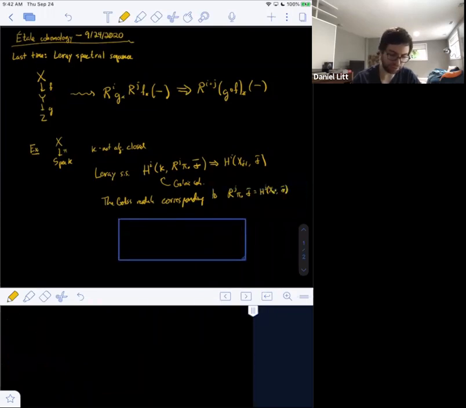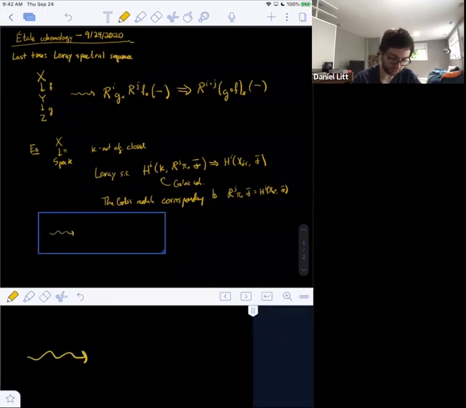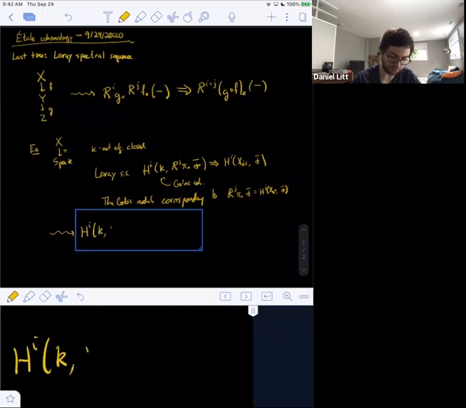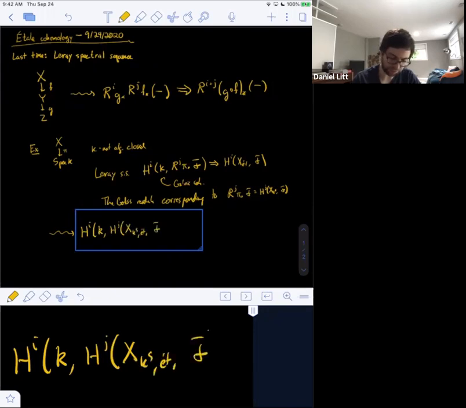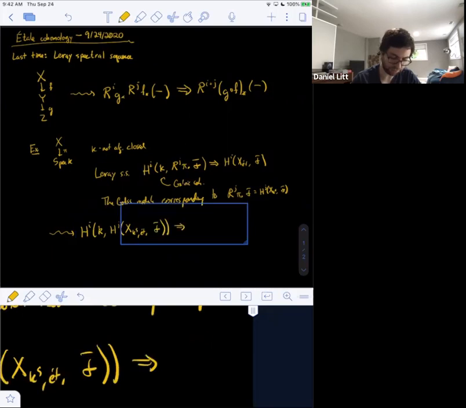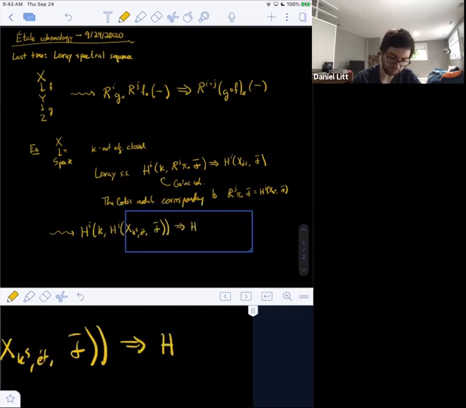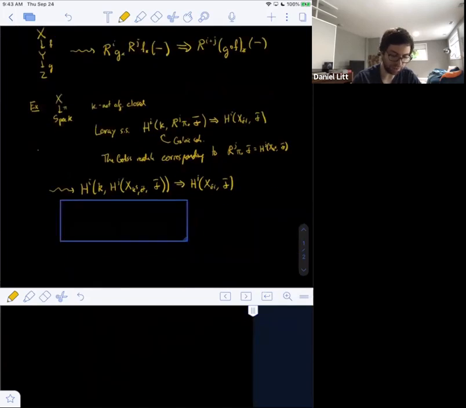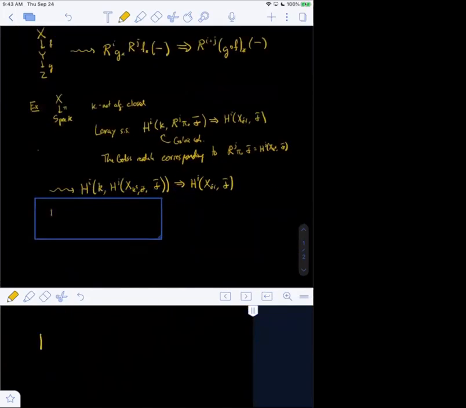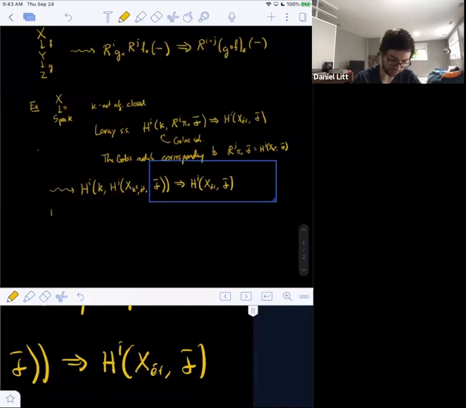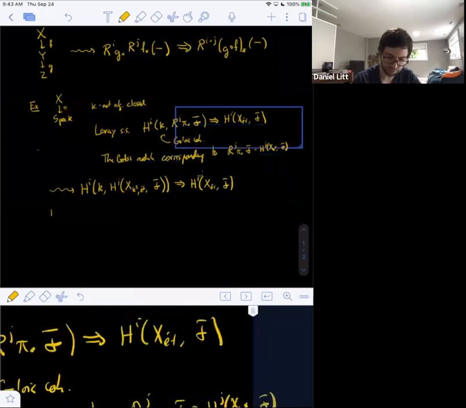So what does the Leray spectral sequence become? It becomes a sequence H^i of the field with coefficients in H^j of X_{k sep} étale with coefficients in F, and this converges to H^(i+j) of X étale with coefficients in F. Just as an example, why is it an i, not an i plus j? Oh, you're absolutely right. It's an i plus j. Sorry about that.